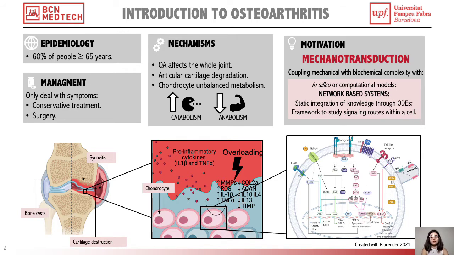Osteoarthritis is a disease that affects older people, and its management only deals with symptoms because its mechanisms are not fully understood. However, we know that chondrocytes, the only cell type of cartilage, become unbalanced towards a catabolic state due to overloading or pro-inflammatory cytokines. However, we do not know how these mechanical factors are coupled with the biochemical complexity, and to deal with that, we will apply network-based systems as a computational approach.